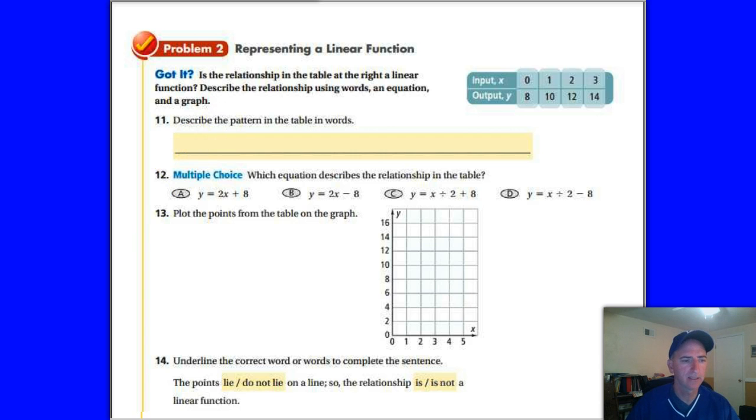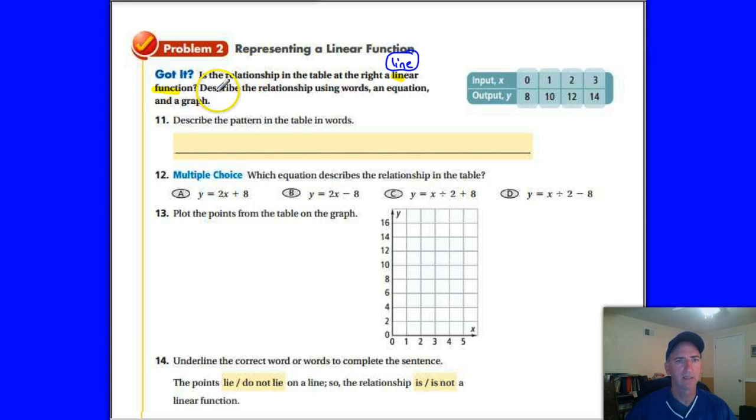It says, is this relationship on the right a linear function? Well, let me tell you something about linear functions. Linear function comes from the word line. Okay, see the word line in here? That is basically, if we graph it and it makes a straight line, that's a linear function. One thing a linear function does is, every time the input increases by 1, the output increases by the same amount each time.